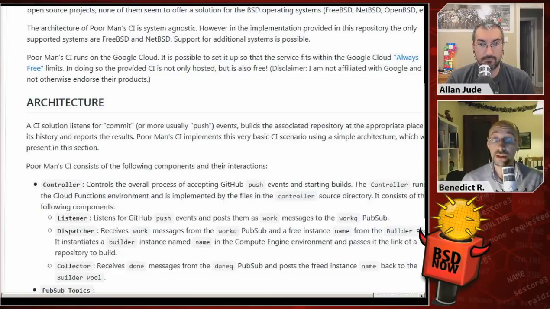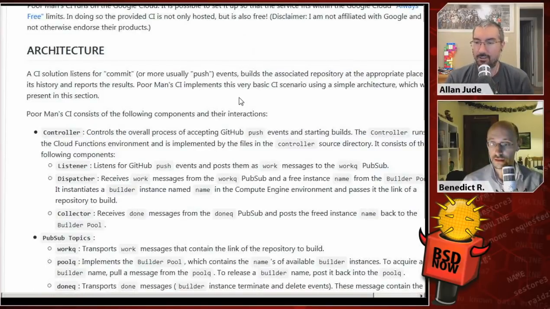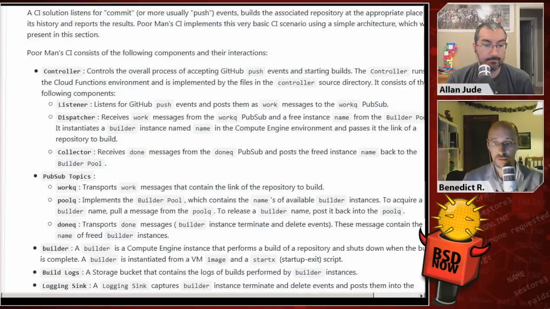So Poorman CI runs on the Google Cloud. It is possible to set it up so that the services fit within the Google Cloud's always free limits. In doing so, the provided CI is not only hosted, but it is also free, with a disclaimer attached: I'm not affiliated with Google and do not otherwise endorse this product, in the article. So that's important to know. And then they talk a bit about how to be able to make it fit in the always free category, though. Yeah, because you think you would use up a lot of resources this way, and then you go over the limits, but if it fits in that space, then why not?